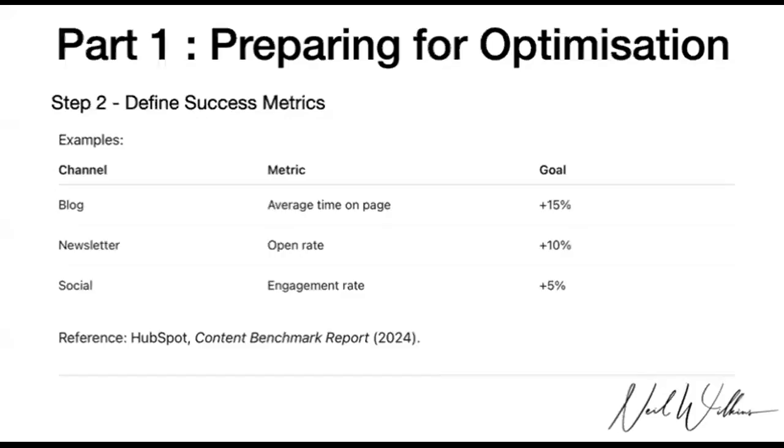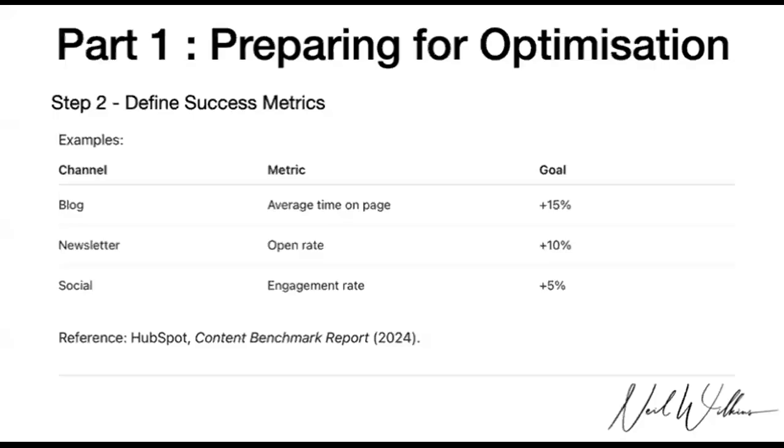So step two then is defining the success metrics. With that piece of content that you're thinking of, you've got it in your mind's eye or you've written it down, think about what successful metrics would look like. If it's a blog, it's likely to be something like average time on page, and then you can set a goal. It could be, I want to increase this by optimizing the blog by, say, 15%. So the average time spent on the page reading the blog is improving. I want to improve it by 15%. That would be a success metric.